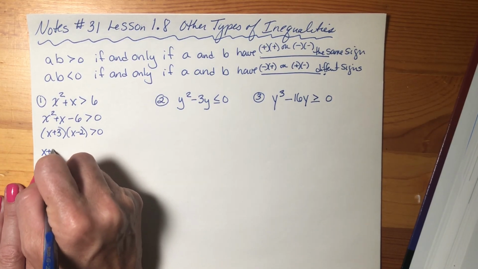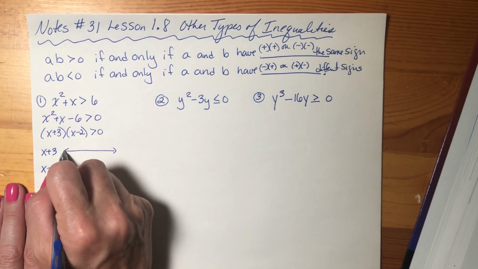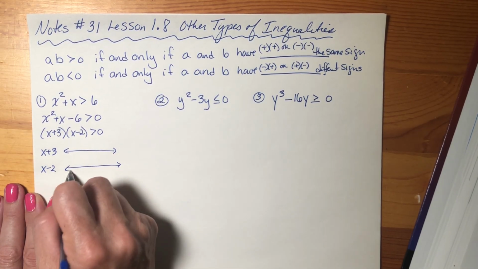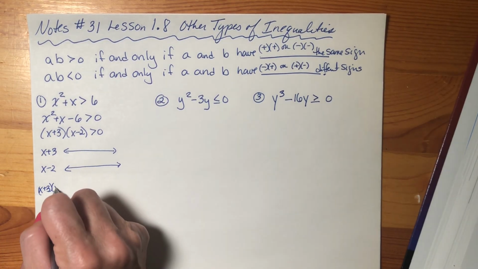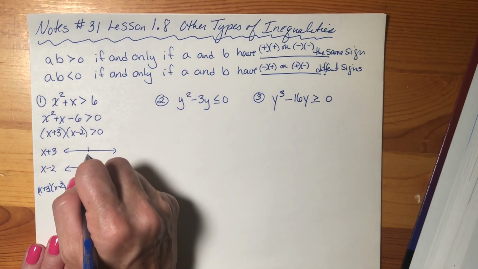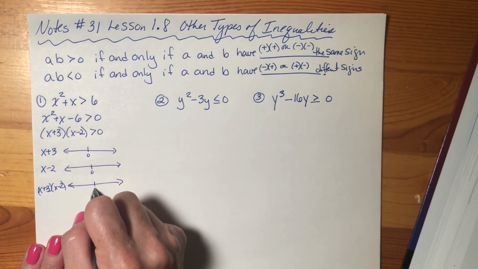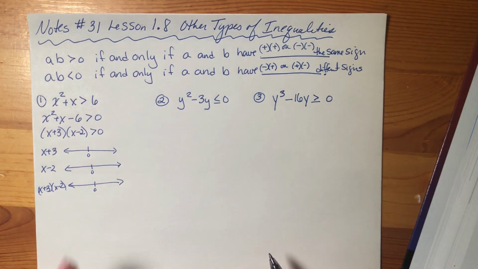So I think about my two factors that I have here, x minus 2 and x plus 3, and I make a little number line for each one. And then finally, I'm going to make a number line for the product of both of those. Now, if you're messy like me, you have to try really hard to be neat, okay, because this is going to be so easy, and neatness is important here.